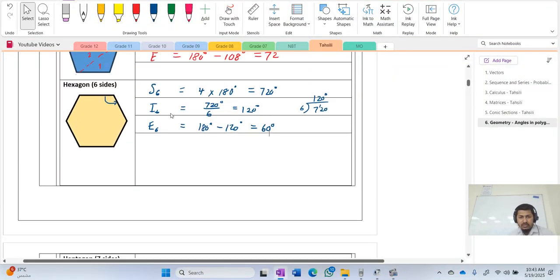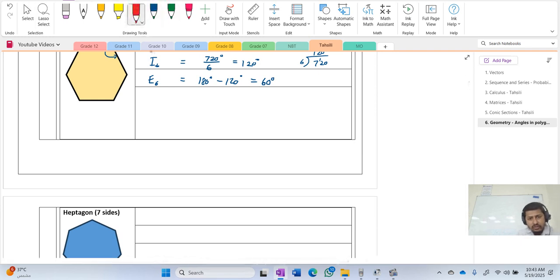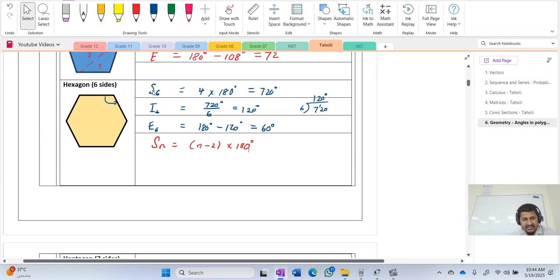So we know Sn is going to be n minus 2 times 180 degrees. Let's see if this makes sense. n is the number of sides, right? So S6 means the sum of angles of a 6-sided regular polygon, in other words the hexagon, is 6 minus 2, which is 4, times 180.